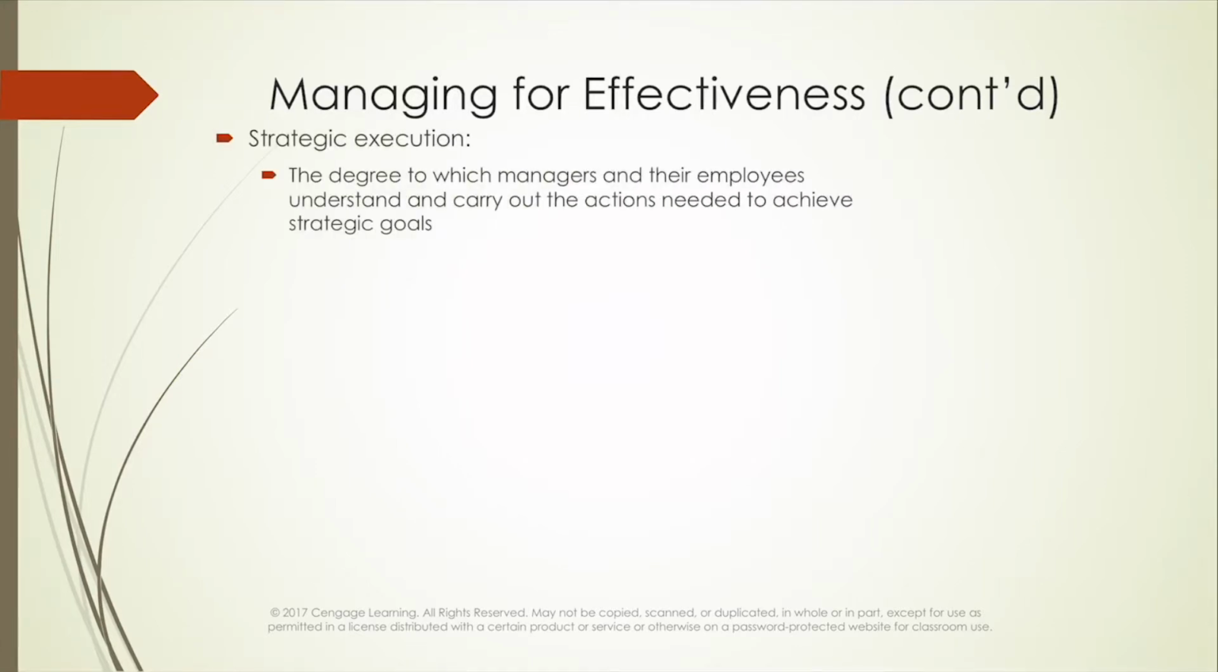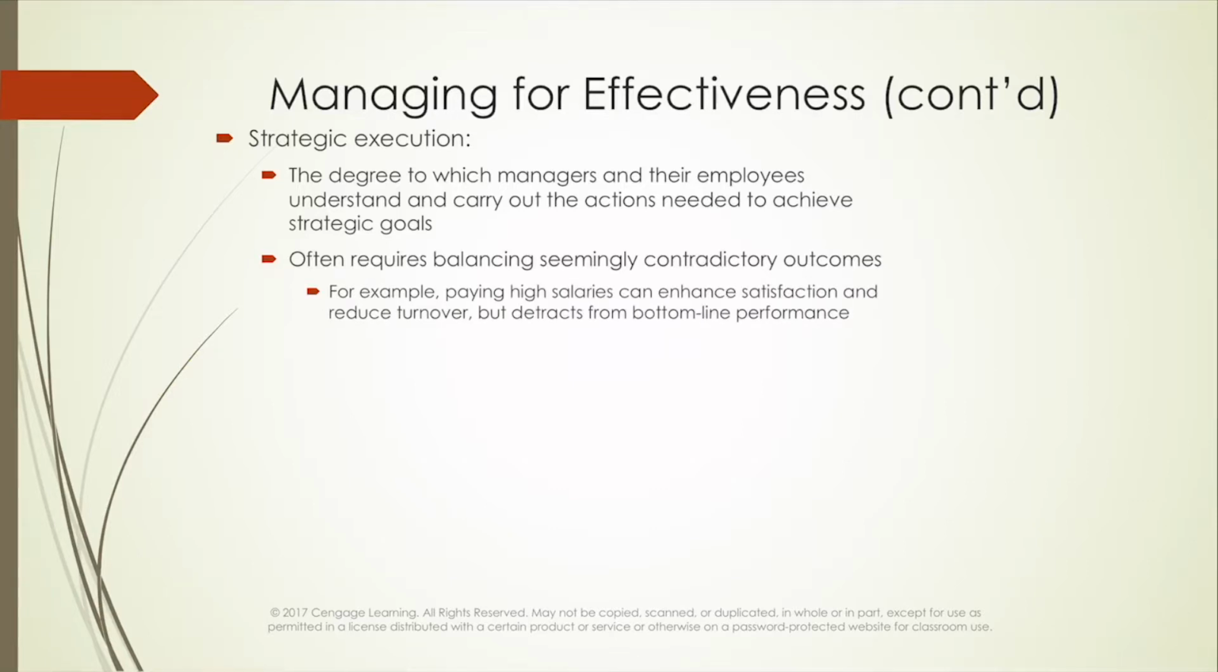Now, strategic execution is the degree to which managers and their employees understand and carry out the actions needed to achieve strategic goals. Now, it often requires balancing seemingly contradictory outcomes. For example, paying high salaries can enhance satisfaction and reduce turnover, but detract from bottom line performance. And oftentimes you're going to have to make decisions which are trade-offs, and sometimes they contradict each other.